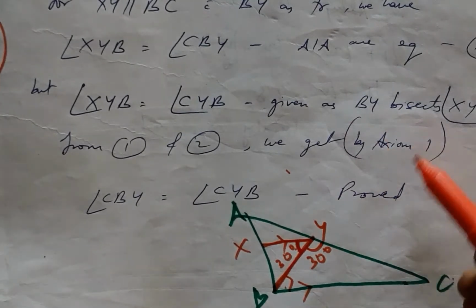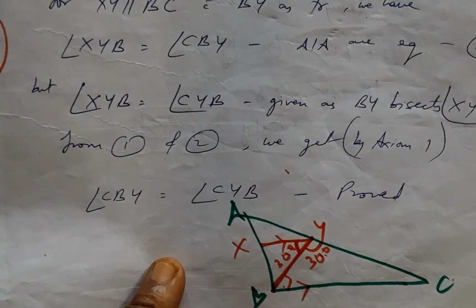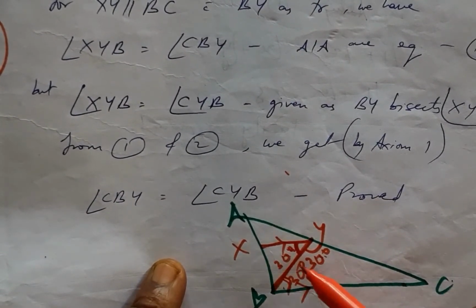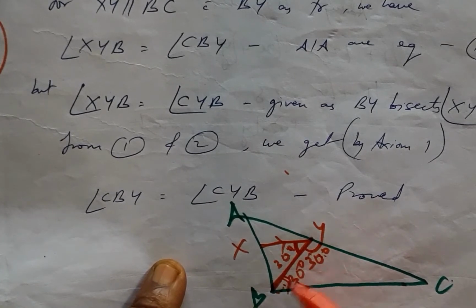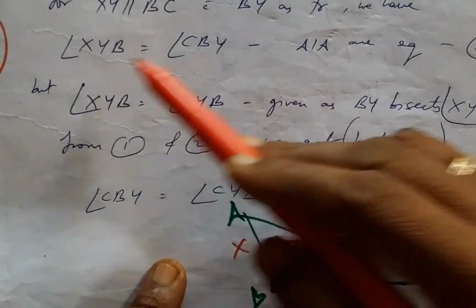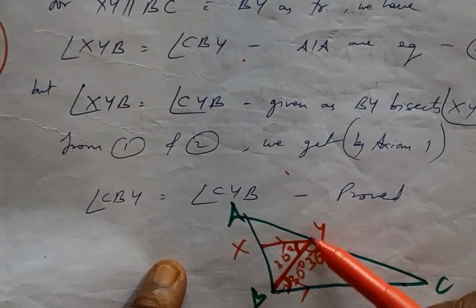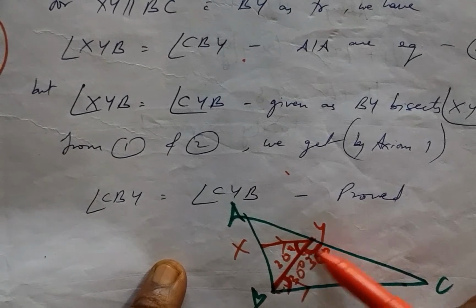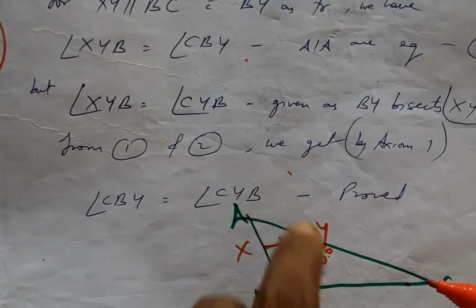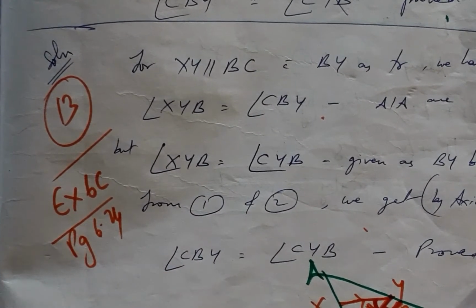That has been given. Therefore, these two angles are equal. And since these two are also 30, it goes on to say that these two are also equal. That is what has been mentioned here. XYB, this and this are alternate interior angles. This being a bisector, these angles will be equal. Therefore, these two are equal. Hence proved. This is the solution to the 13th question.